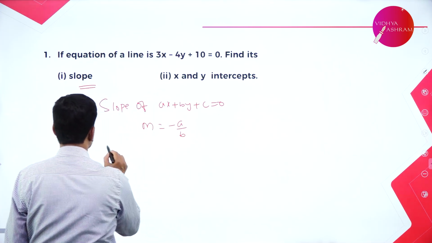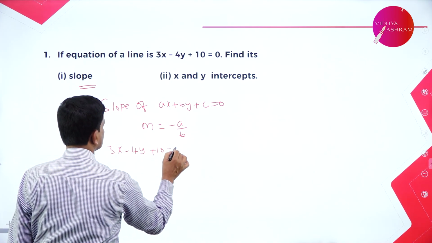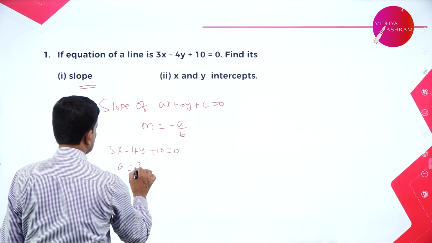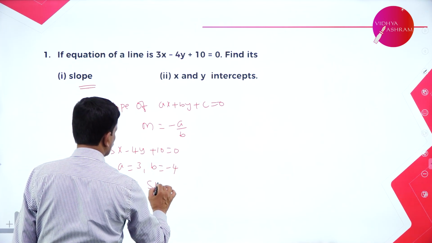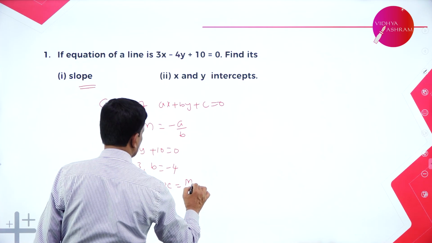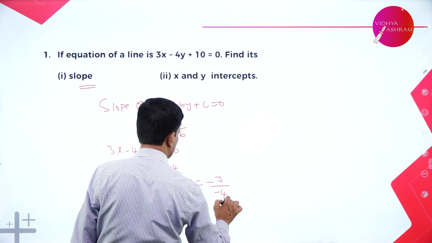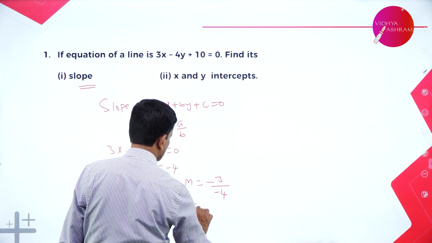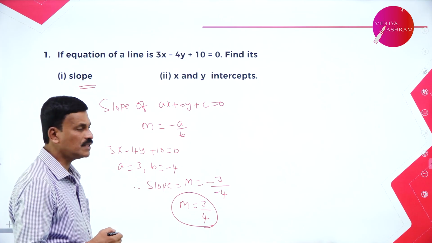Now, what is given here? 3x minus 4y plus 10 is equal to 0. So, a is equal to 3, b is equal to minus 4. So, therefore, the slope m is equal to minus a by b, minus 3 divided by minus 4, that is equal to 3 by 4. That's it. The slope of the line is 3 by 4.